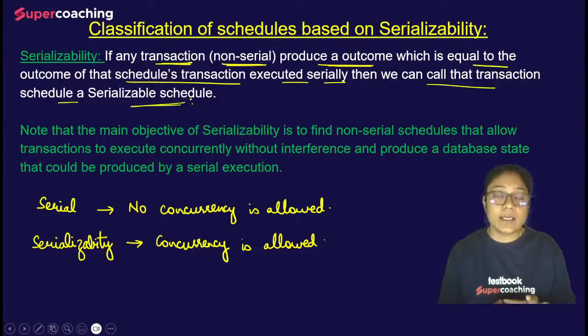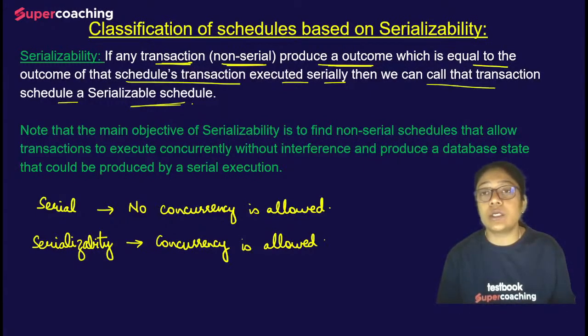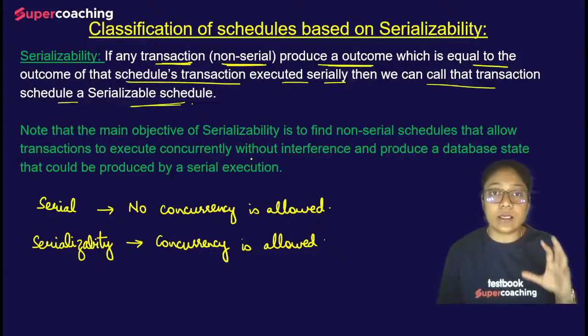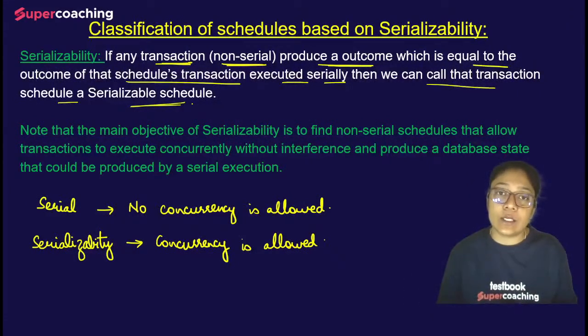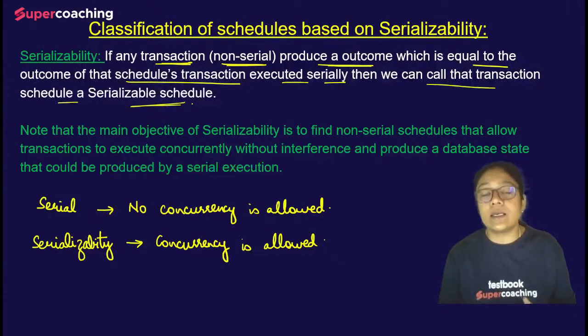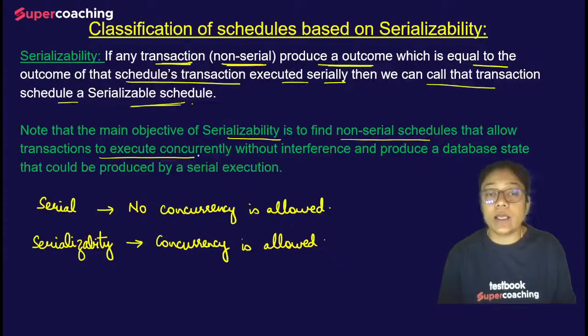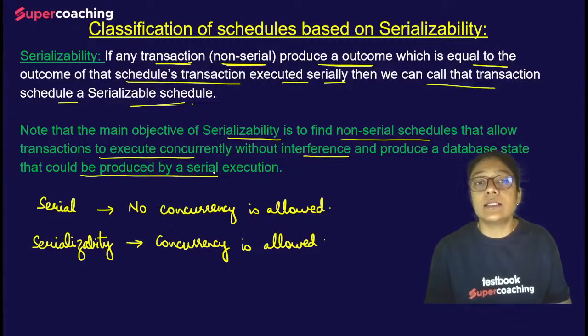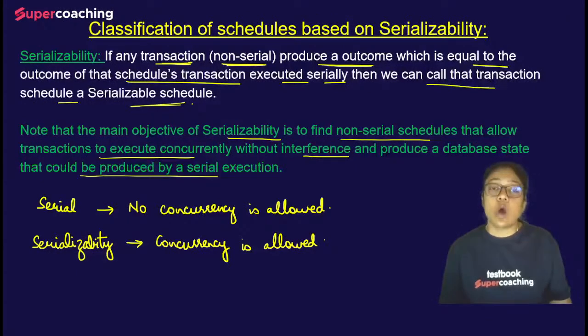What is the main objective in serializability? We have to find out the non-serial schedules that allow the transactions to execute concurrently without any interference. Okay, so that is the main objective. So the main objective of serializability is to find non-serial schedules that allow transactions to execute concurrently without interference and produce a database state that could be produced by a serial execution. So what should the output be? The one that a serial execution would give.